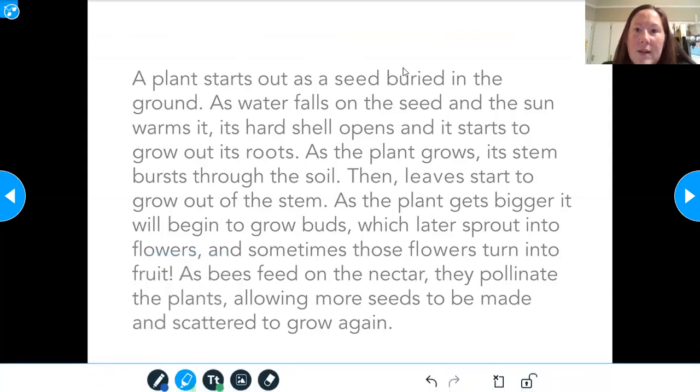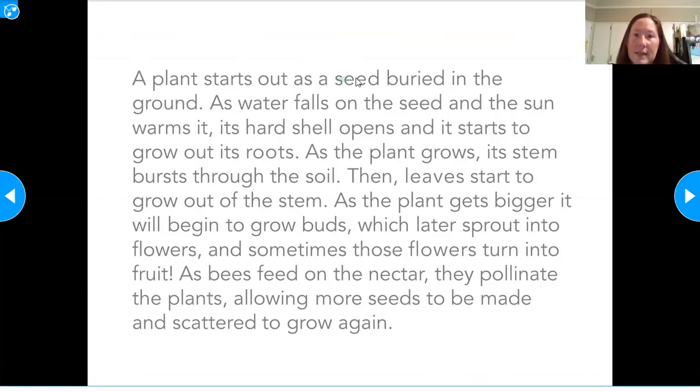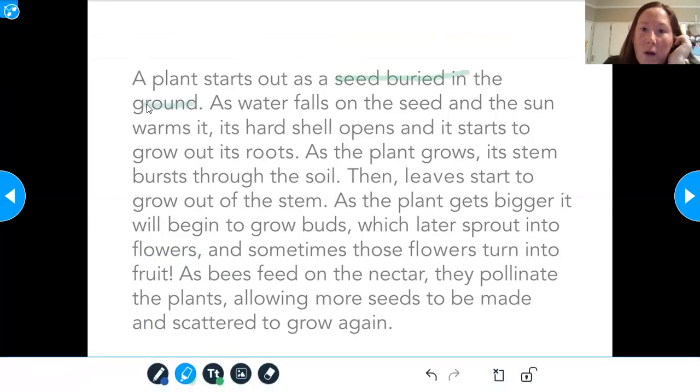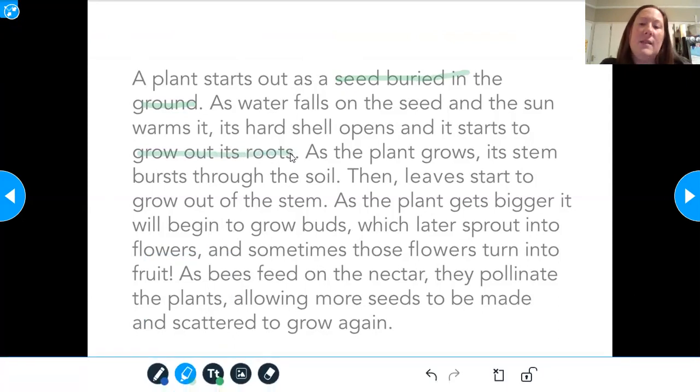A plant starts out as a seed buried in the ground. So I see seed buried in the ground. As water falls on the seed and the sun warms it, its hard shell opens and it starts to grow its roots. So it grows roots. That's that second phase. As the plant grows, its stem bursts through the soil. That's the next part of a plant.